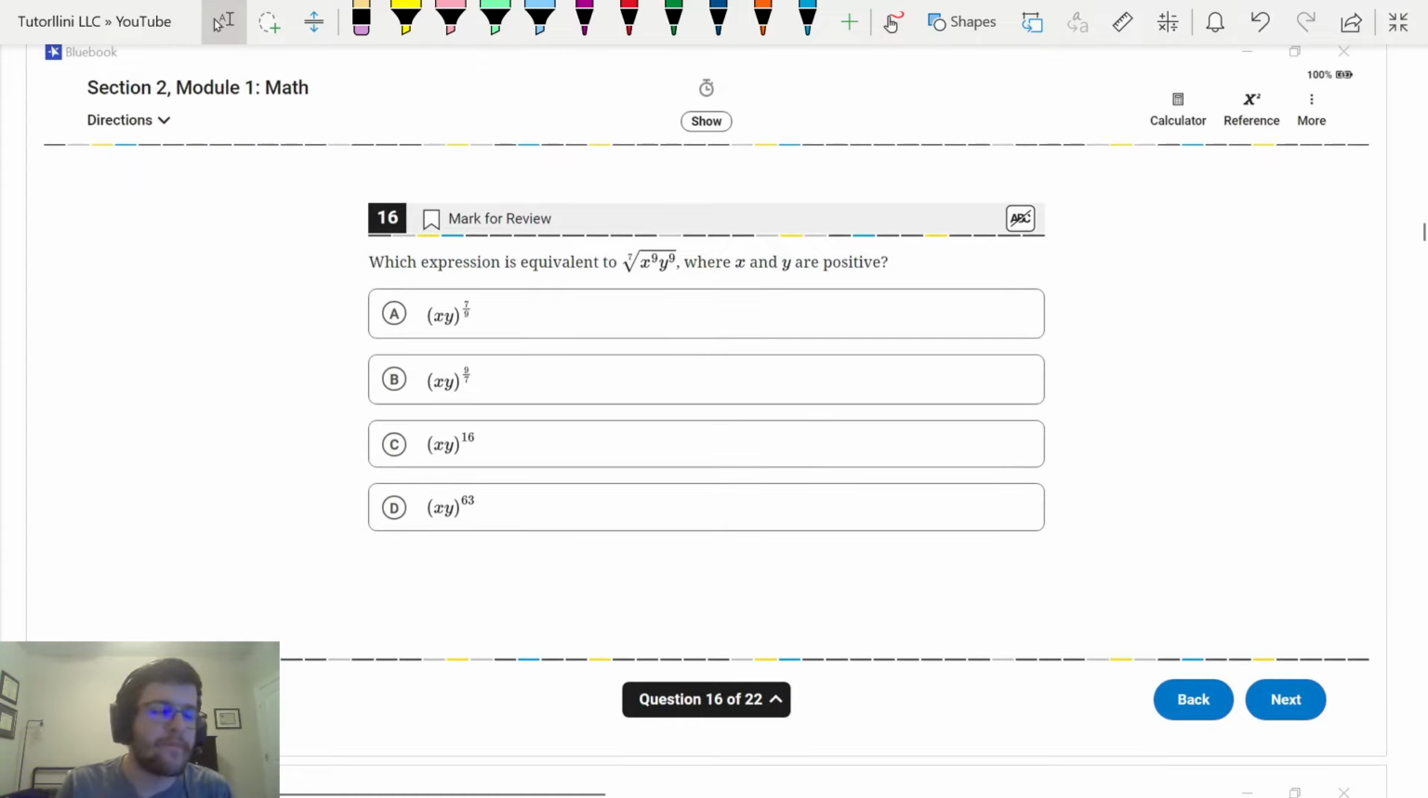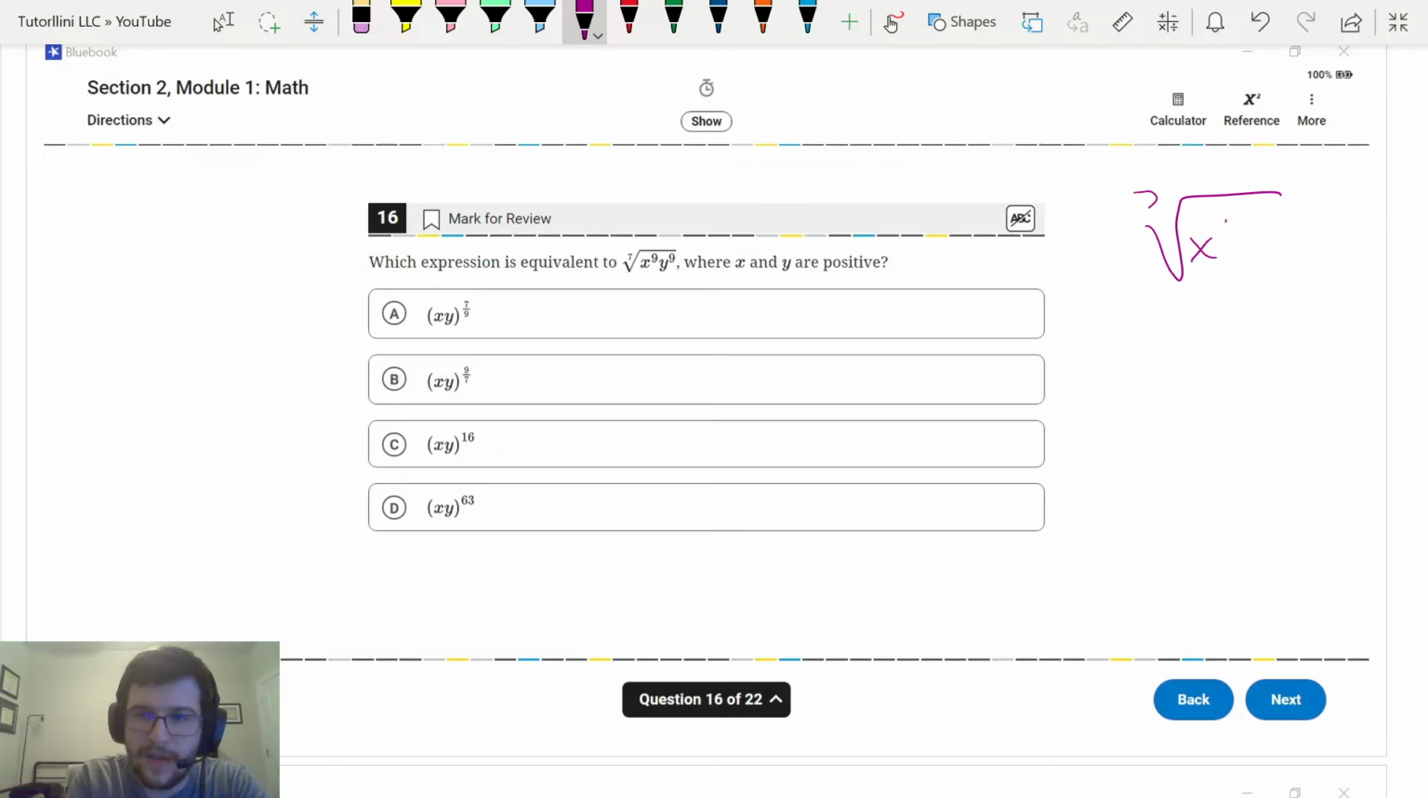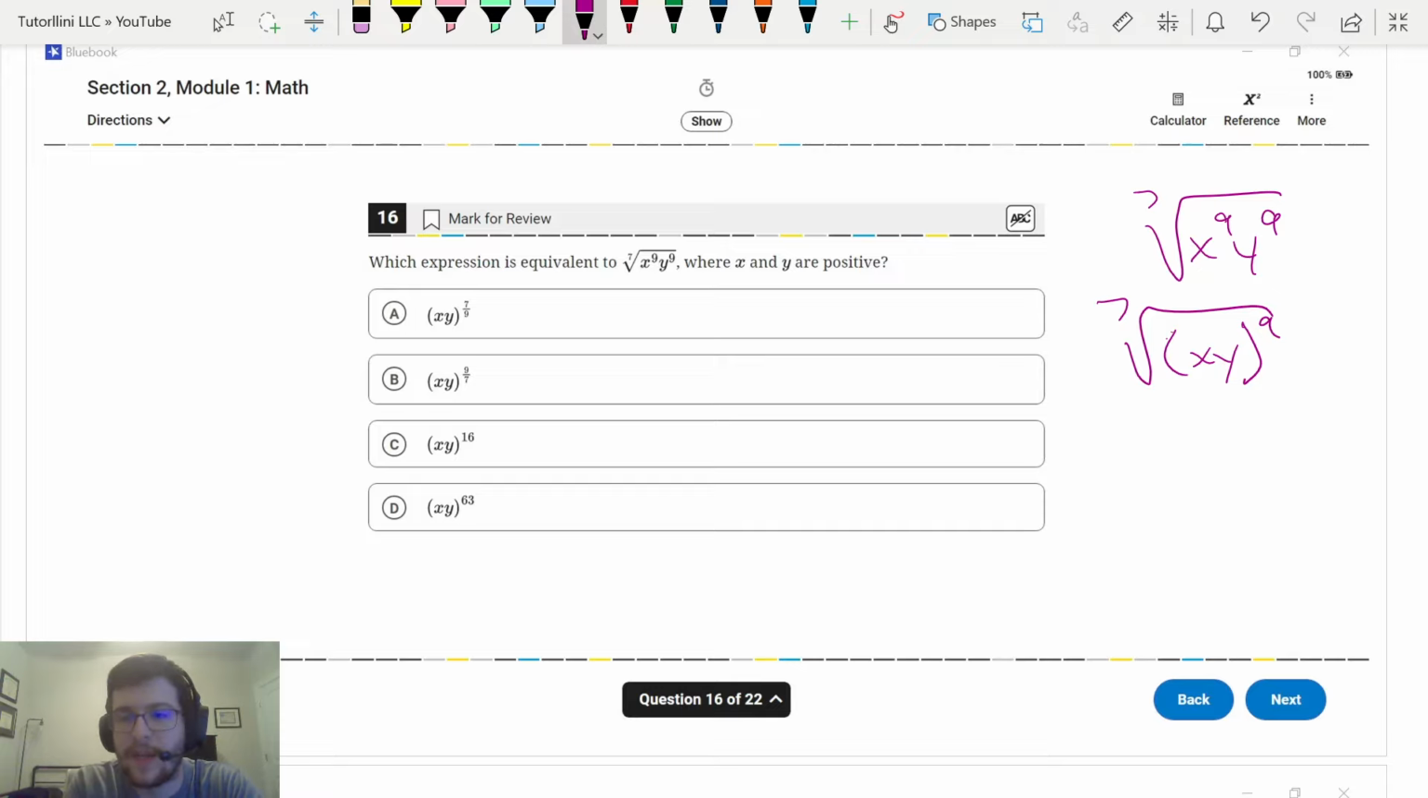Okay, so normally, let's go over how to do it by hand. So this guy is the 7th root of x to the 9th, y to the 9th. Notice how they're both to the 9th, so I could kind of not factor, but reverse distribute the 9 and write parentheses xy to the 9.